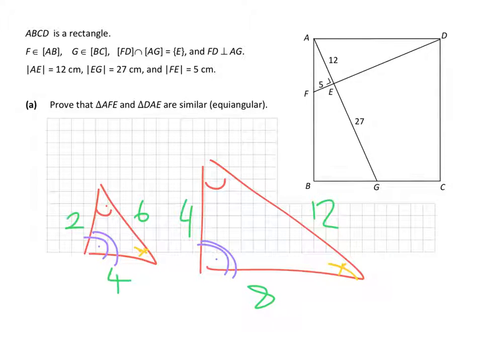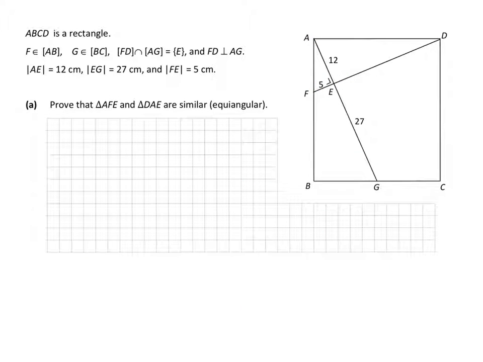So in that instance, it's going to be easier to prove that the three angles in these triangles are similar. So that's what I'm hoping to do. This question here asks me to prove that the triangle AFE and the triangle ADE are similar. How I'm going to go about this is I'm actually going to first of all prove that the triangle AFE is similar to the triangle AFD. That's what I'm going to first of all prove.